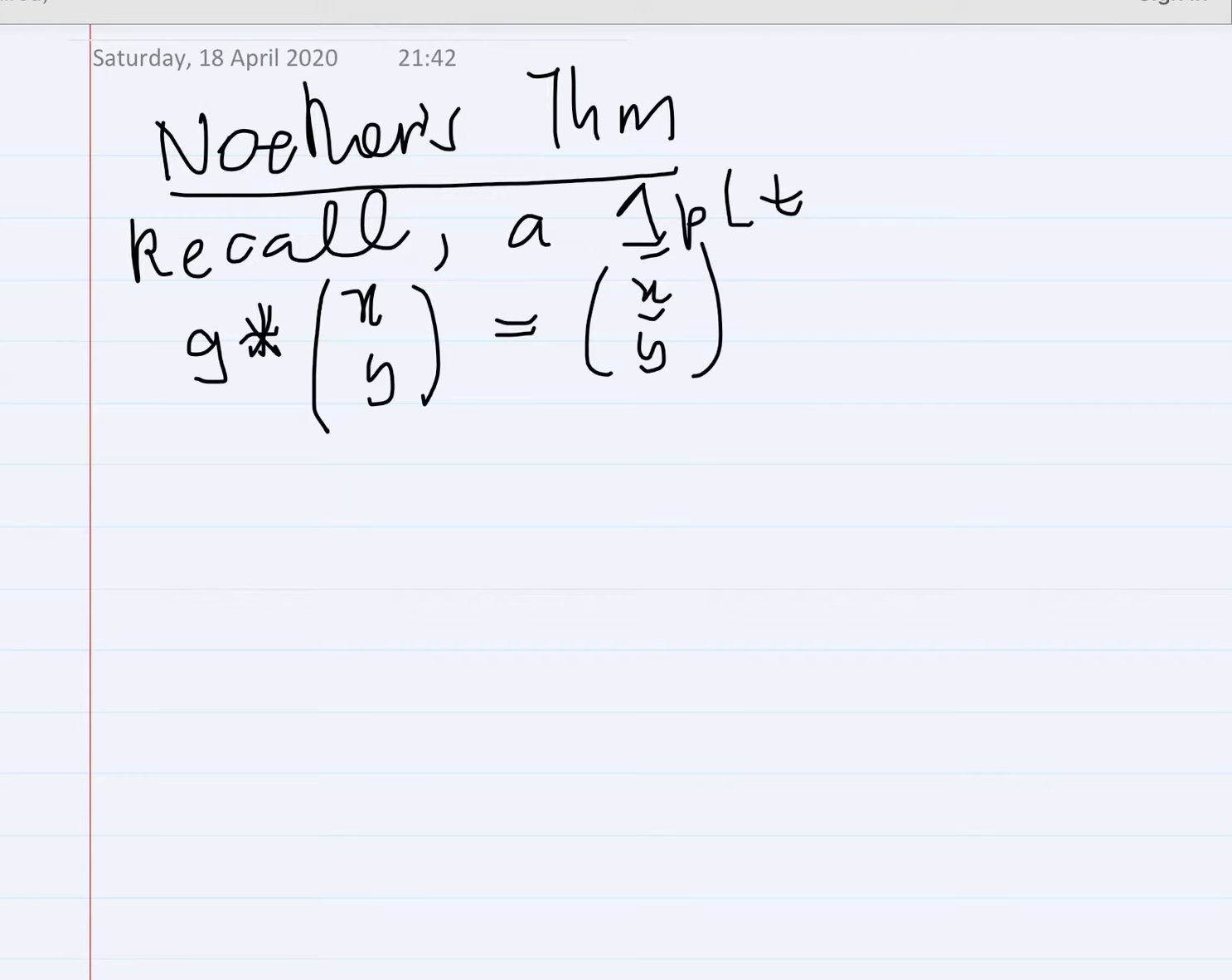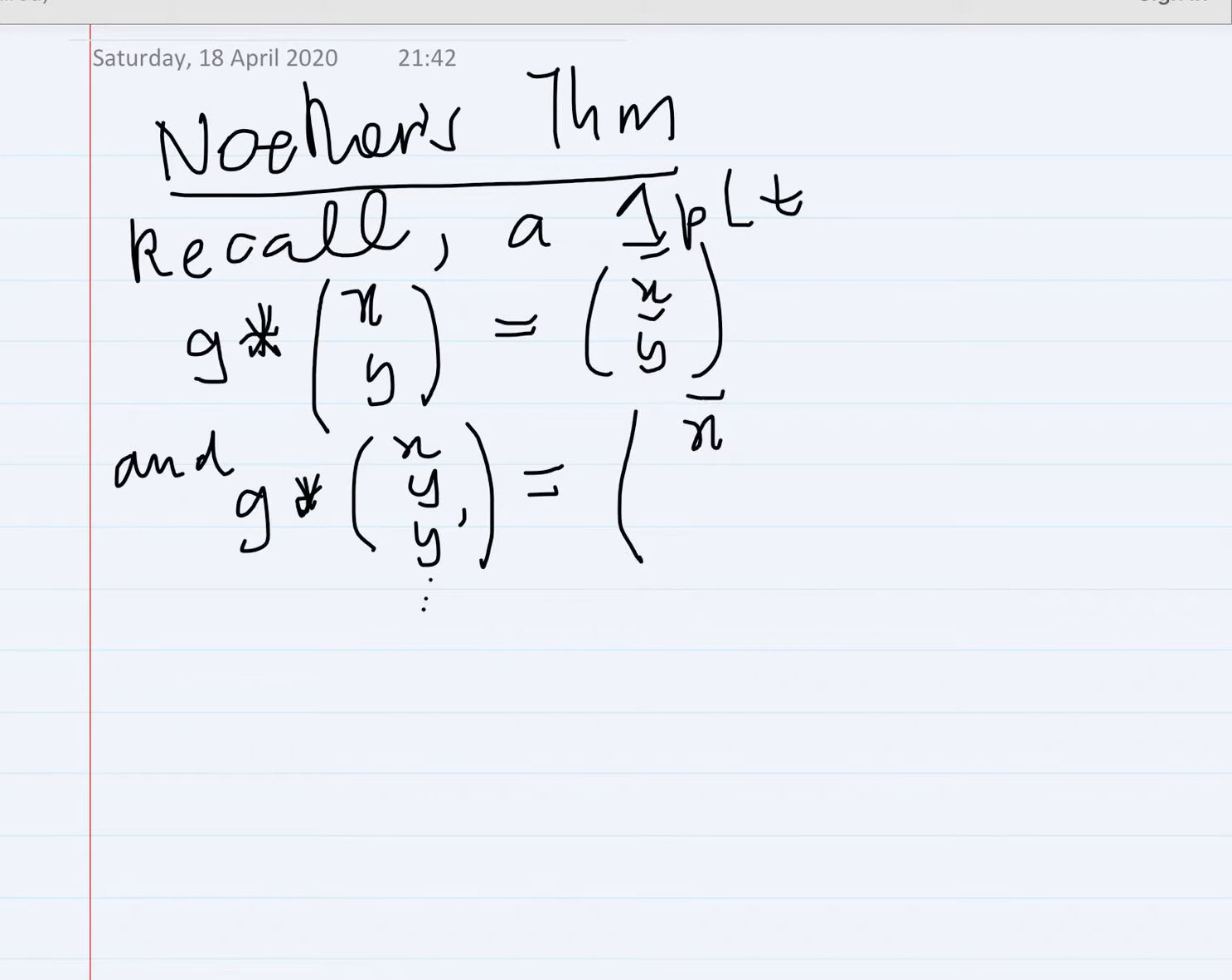When this was extended to the jet space, in which case we assume that y is a function of x, then the G star acted on x, y, y dash, and all subsequent derivatives too. So you could get y double dash further on. And that transformed as x bar, y bar dashed, etc.